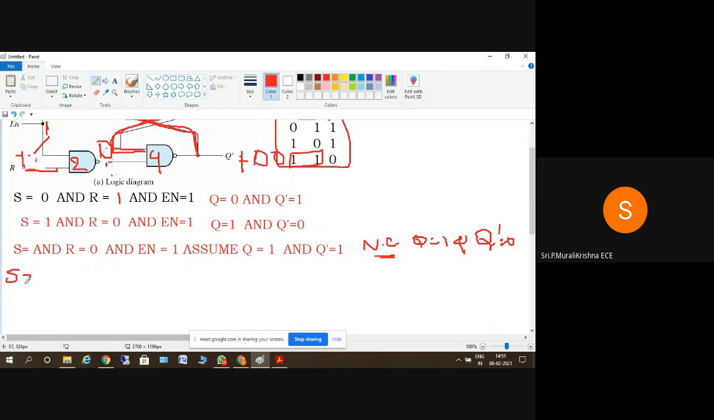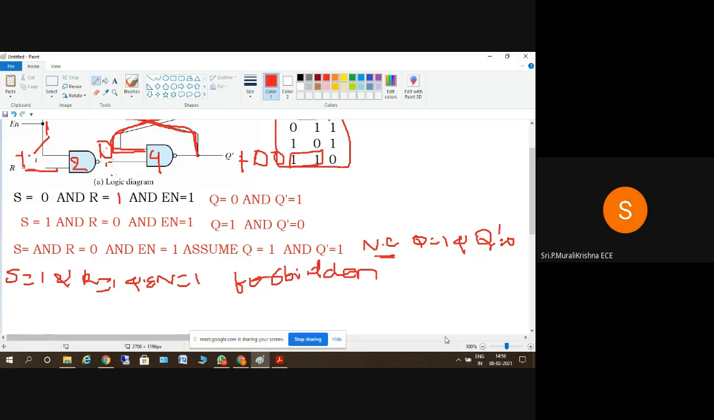Okay. So S is equal to 1 and R is equal to 1, and enable is equal to 1. So it is a forbidden state. Okay, so it is called a forbidden state there. Clear? Yes, sir.